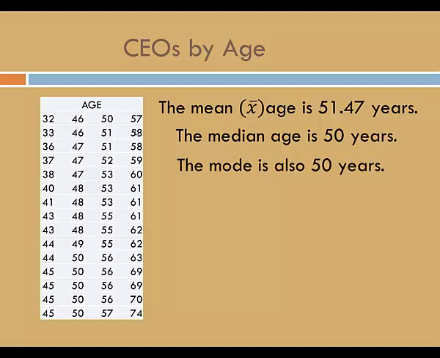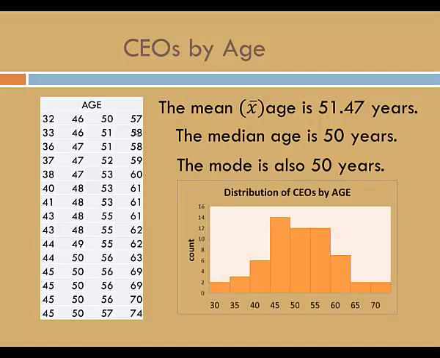The mode is also 50 years. So the most frequent or common age among the CEOs is 50 years. Here's a histogram to illustrate the distribution of CEOs by age.